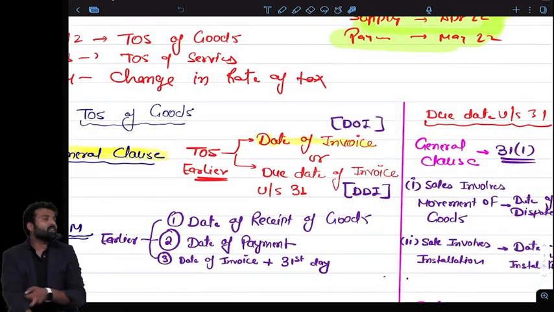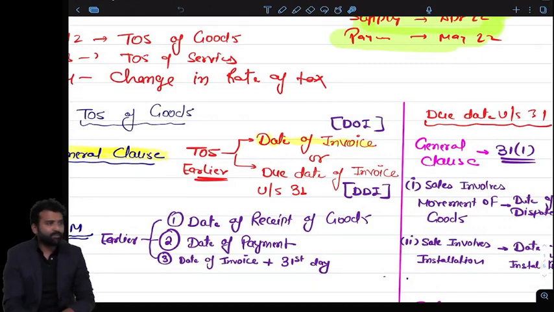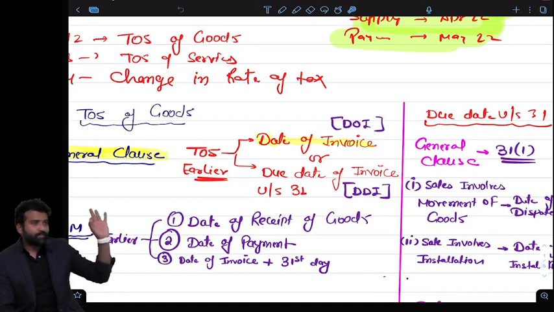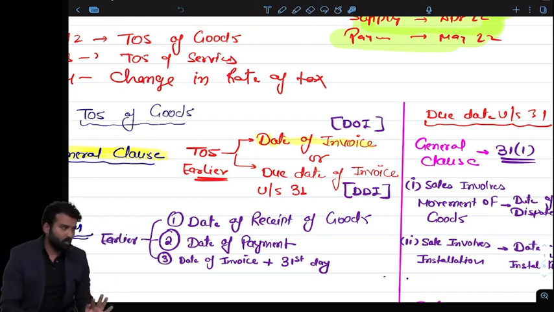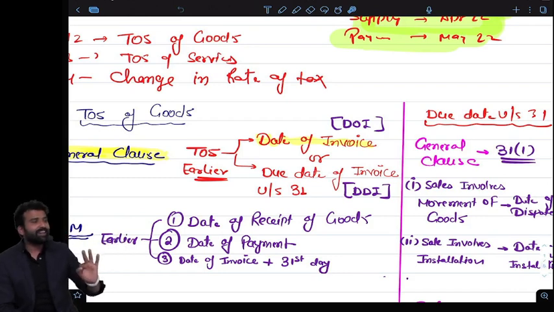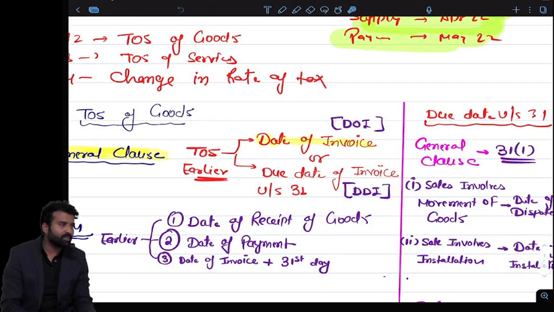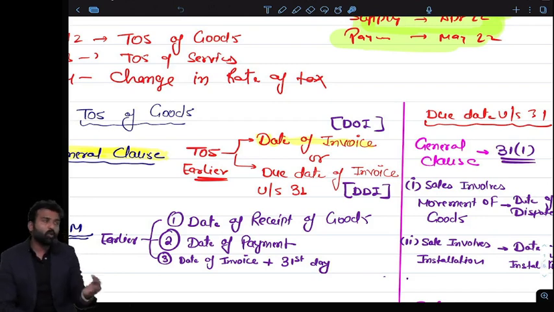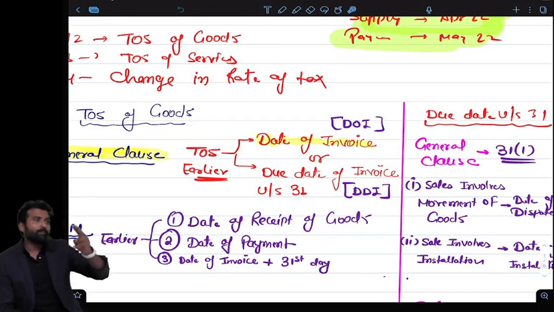So the general clause says: DOI or DDI, whichever is earlier, is the time of supply. What is DDI? Dispatch, installation, or approval, or 6 months from the approval, depending on the case. If it's the general clause, then dispatch. If it is related to installation, then installation. If it is sale on approval, then approval or 6 months, whichever is earlier, is the due date of invoice. So we will be comparing the date of invoice and the due date of invoice.